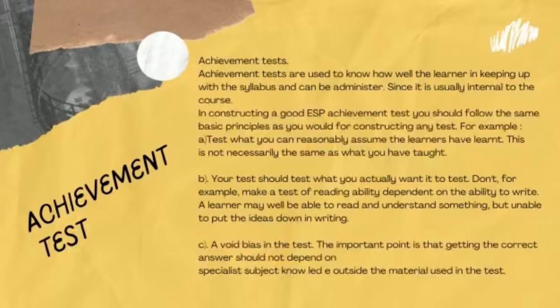For example: A. Test what you can reasonably assume the learners have learned. This is not necessarily the same as what you have taught. B. Your test should test what you actually want it to test. A learner may be able to read and understand something, but unable to put the ideas down in writing. C. Avoid bias in the test. The important point is that getting the correct answer should not depend on specialist subject knowledge outside the material used in the test.